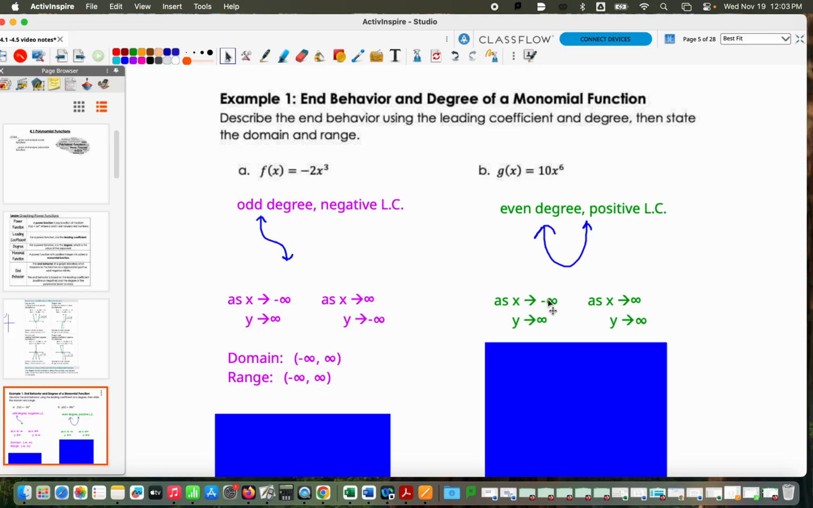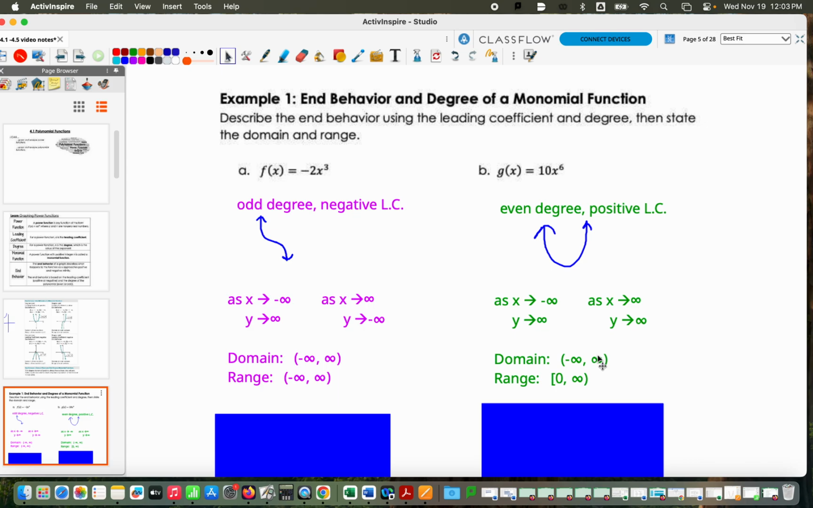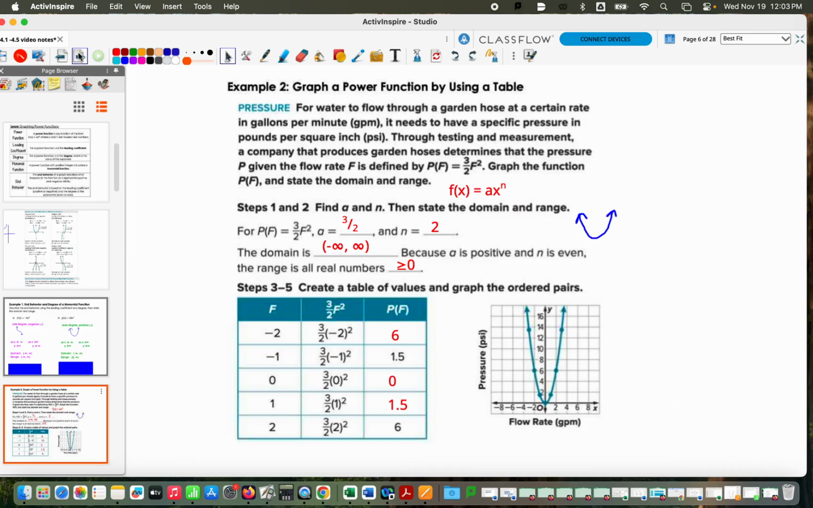So as x gets more negative, our y value goes up. As x gets more positive, our y still goes up. Both ends go to infinity. Domain is everything, negative infinity to infinity, all real numbers, but our range is going to be 0 to infinity. It keeps going up, but it will hit this lowest point and go back up. And you can even graph it and see that it passes through 0, 0.